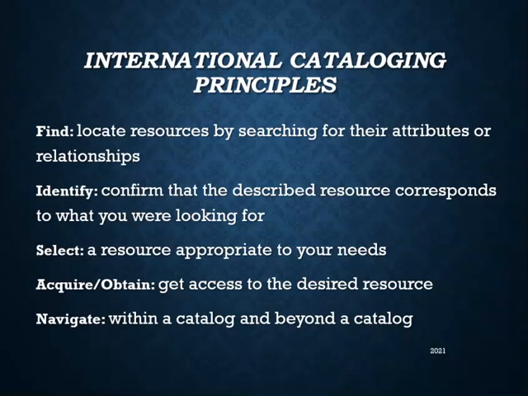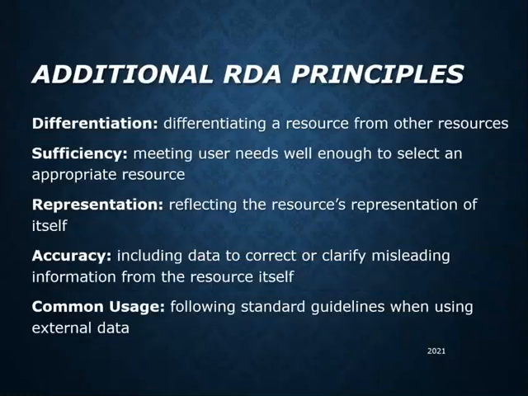Developed by IFLA to broaden the scope of the Paris principles, the International Cataloging Principles add Navigate to the same list from FRBR. In context, navigating is being able to find like things in one catalog, or find like things in other catalogs. We'll talk even more about RDA throughout the semester, but it is the guidelines we use now, and it has defined additional principles to ensure those guidelines meet user needs.